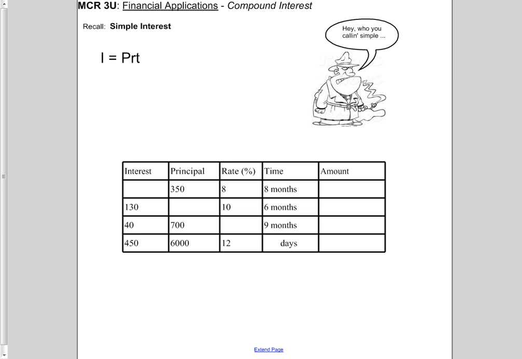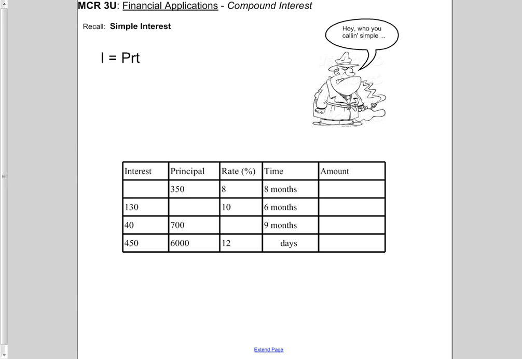Grade 11s, we're looking at compound interest today. Just as a recap, let's look at simple interest from yesterday. So simple interest is where you earn interest only on the principal that you invest. So our formula is interest equals principal times rate times time.